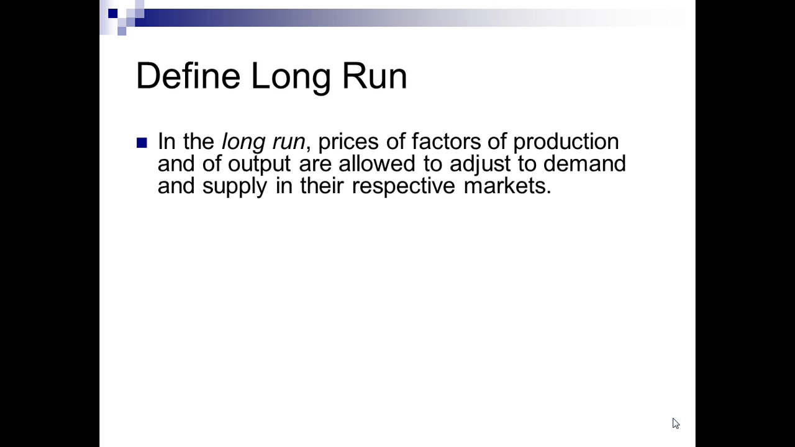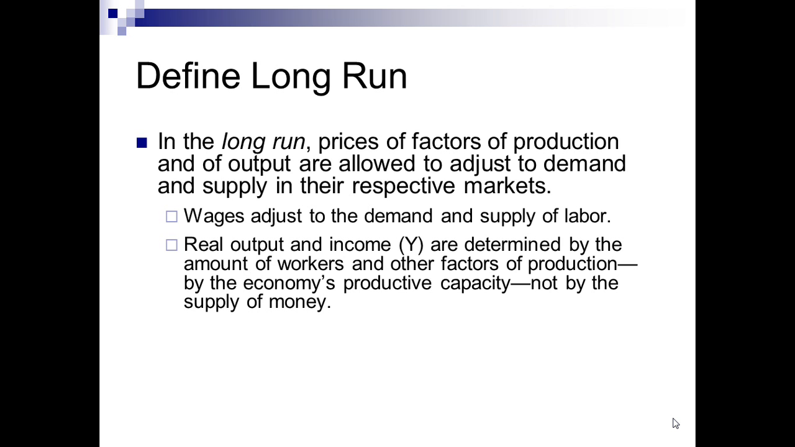Now we'll define the long run. In the long run, prices of factors of production and output are allowed to adjust to demand and supply in their respective markets. Wages will adjust to the demand and supply of labor. Real output and income Y are determined by the amount of workers and other factors of production, by the economy's productive capacity, and not by the supply of money. That means in the long run, Y should remain unchanged because Y is determined by the factors of production.